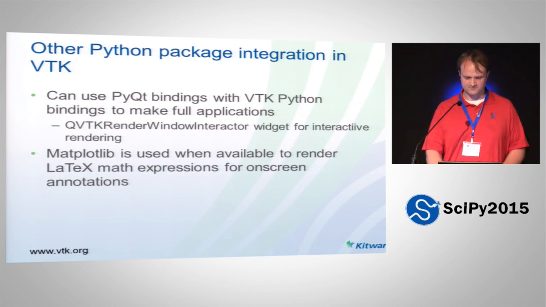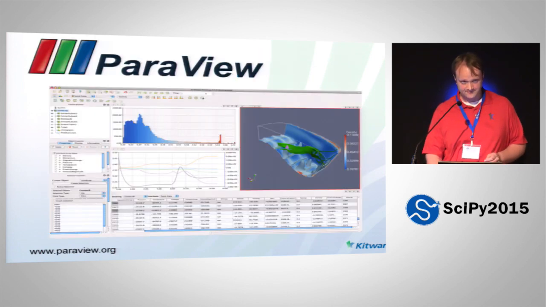So just a couple of other random points about Python package integration of VTK. You can use this with PyQt bindings to create full-featured applications in Python and never touch the C++ side. And somewhat randomly, we sometimes want to render nice math expressions in annotations on your visualization. So we're actually using matplotlib when it's available to do that, and we just grab the vector data that comes from there and render that on the screen to provide annotations.